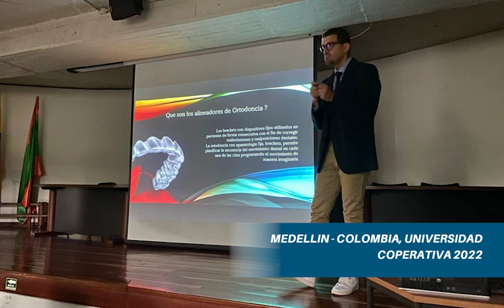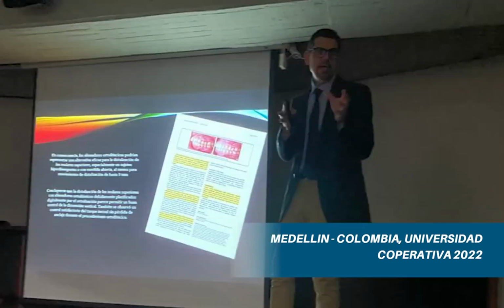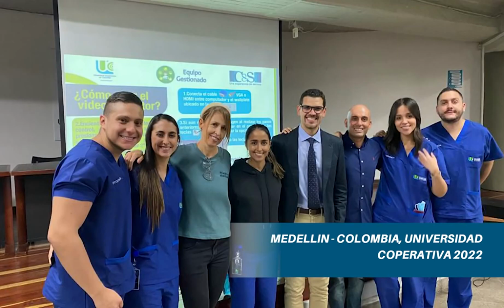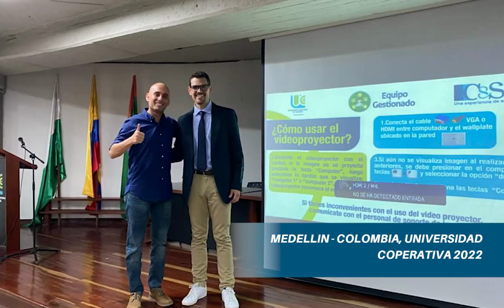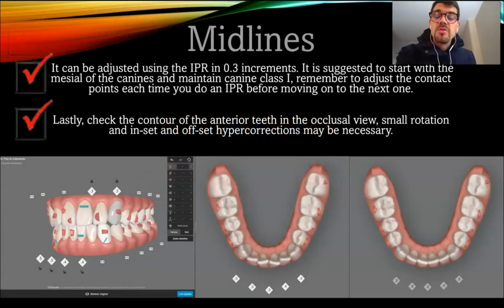If the intrusion is acceptable, 1 or 2 millimeters is very predictable, 2 or 3 millimeters is less predictable, and for more than 3 millimeters you should try to compensate with the opposite arch. If the intrusion is at the top, sometimes the smile line is low, so you need to be very careful.